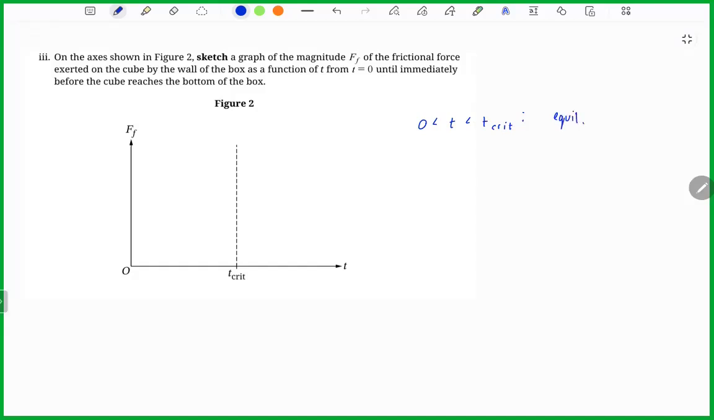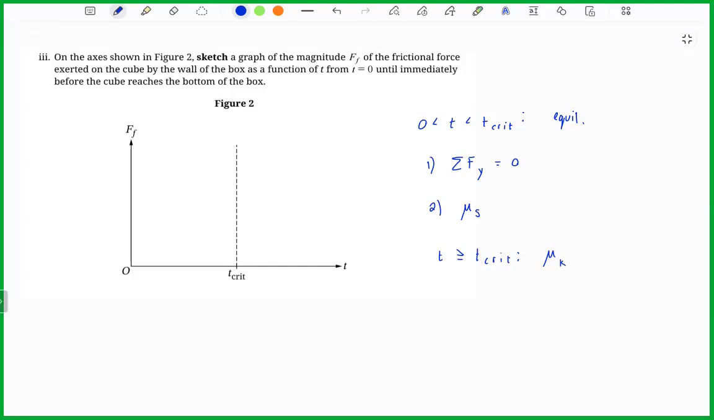And so that tells us two things. One, the sum of forces in the y direction will be 0. And two, if important, we're in the realm of static friction. Then, for t greater than or equal to t critical, that is when we are no longer in equilibrium, we're sliding down the wall, and we're dealing with kinetic friction.